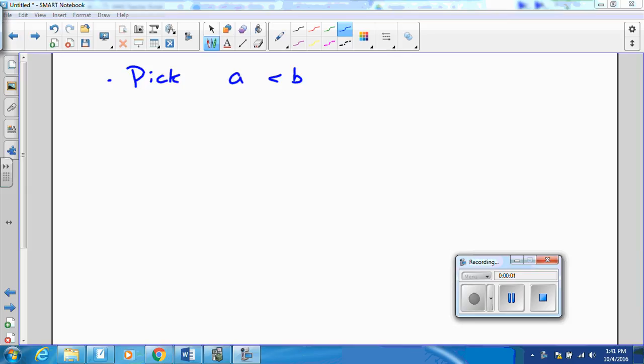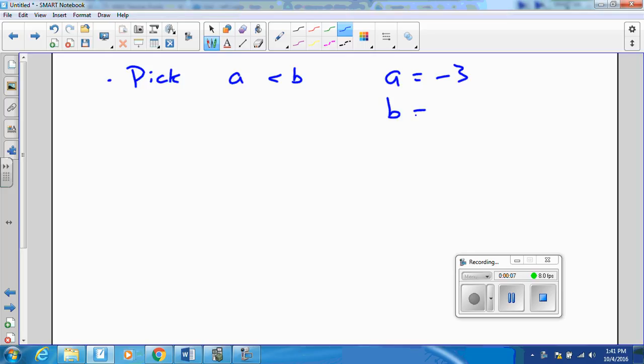So I'd like for you to pick two numbers, a and b, such that a is less than b. Mine are going to be a equals -3 and b is equal to 2, but you can't use mine. Use your own. Like one is positive or one is negative? No. I only require that one be smaller than the other.